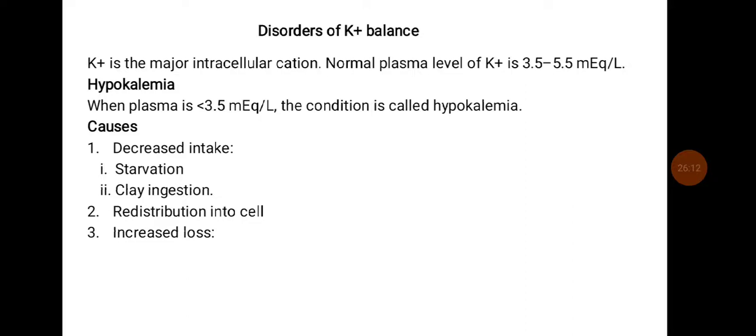Disorders of potassium balance. Potassium is a major intracellular cation. Normal level is 3.5 to 5.5 milliequivalents per liter. Hypokalemia is when the plasma levels fall below 3.5 milliequivalents per liter. The causes are decreased intake, starvation or clay ingestion, redistribution of potassium into the cell, and increased loss by any means, which will lead to hypokalemia.